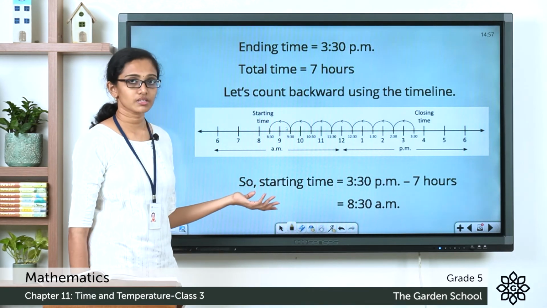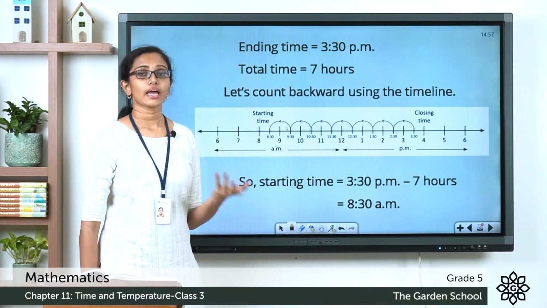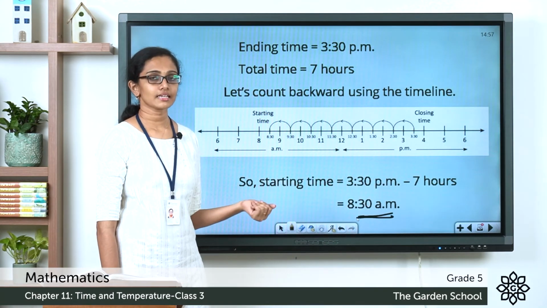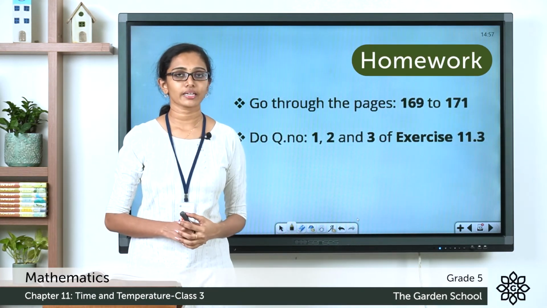So the starting time is equal to 3:30 p.m. minus 7 hours, which is equal to 8:30 a.m. or 8:30 in the morning. The school starts at 8:30 in the morning. So children, I hope these questions were clear to you.